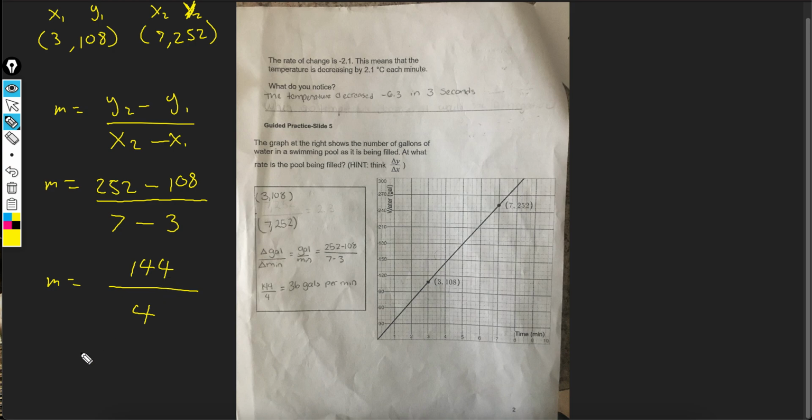So our answer, and if we were to go even further and reduce that, 144 divided by 4, that'd be 36. So right here is gallons of water. So our y is water in gallons. Our x is time in minutes. So remember how it says right here, triangle y over triangle x? Our y, oops, you can't even see that. Or I'm going to do it over here. Our rise over our run.